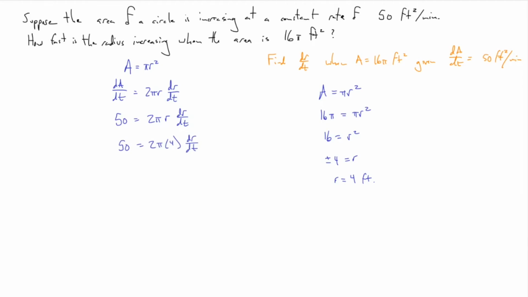We're now ready to finish the problem. We can plug in r equals 4 and solve for dr/dt. And after you do a little simplifying, you get that dr/dt is 25 over 4 pi feet per minute. The units are in feet because we're talking about how the radius is changing, and the radius is measured in feet. And the problem has already told us to measure time in minutes, so it's feet per minute.